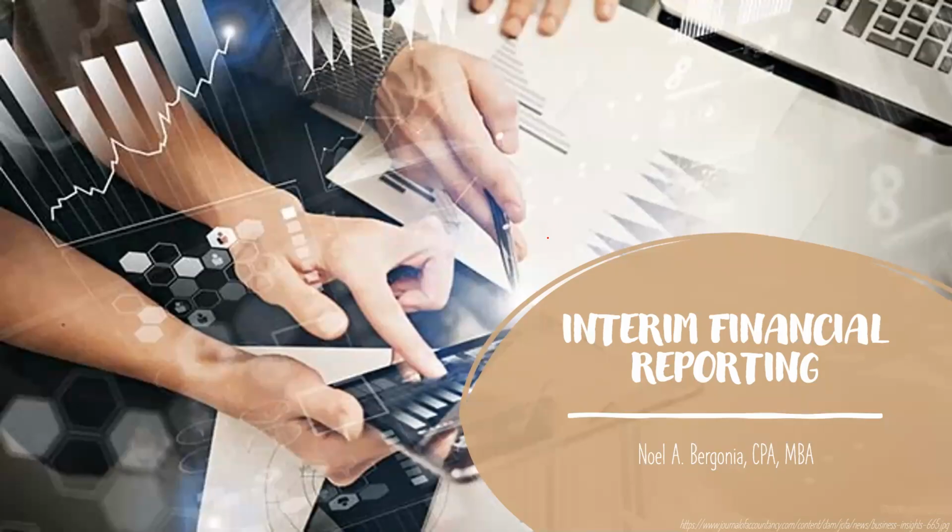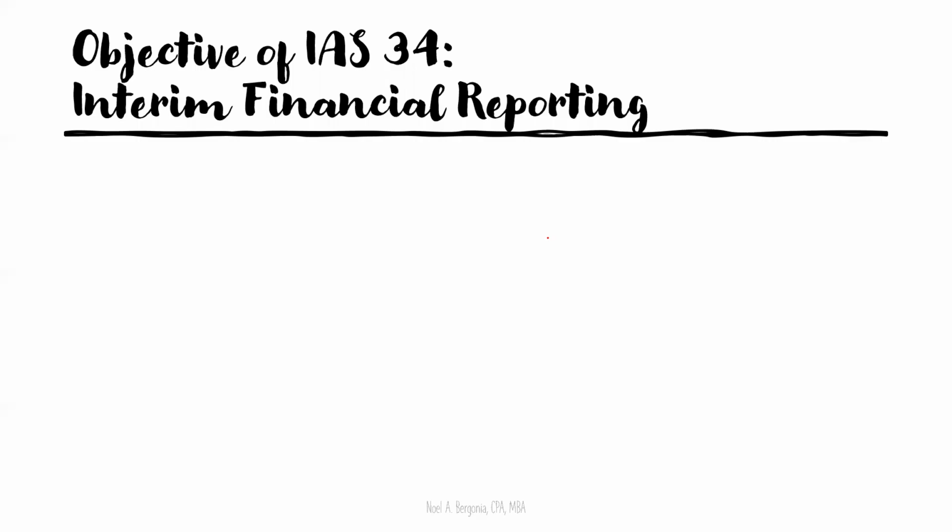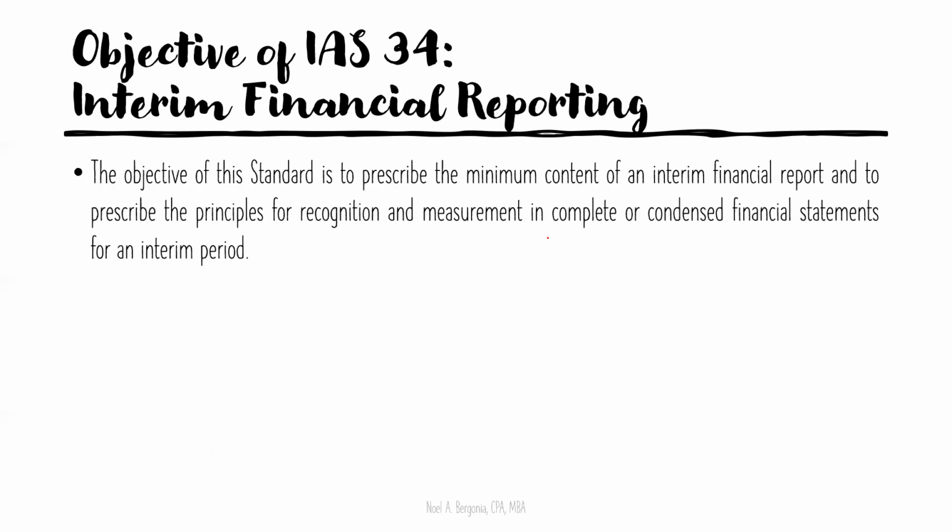Let's start with the discussion by knowing what the objective of this IAS number 34 is. So this standard is to prescribe minimum contents of interim financial reports. Later we will be discussing what interim financial reports are. It also prescribes the principles of recognition and measurement of the interim financial reports, which will later talk about a complete set or condensed set of financial statements for the interim periods.